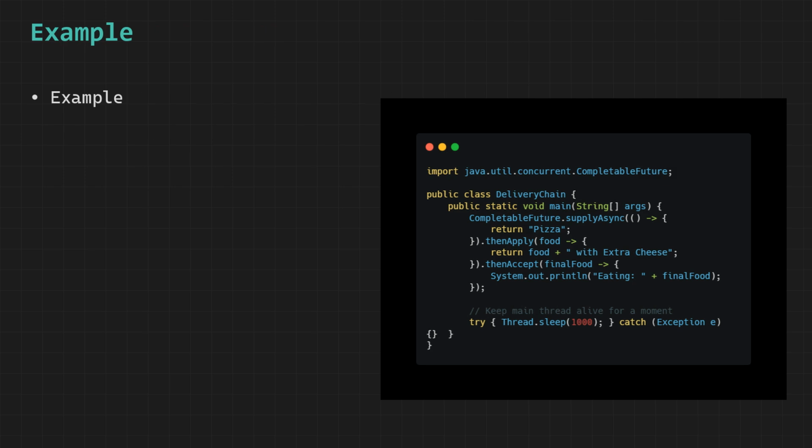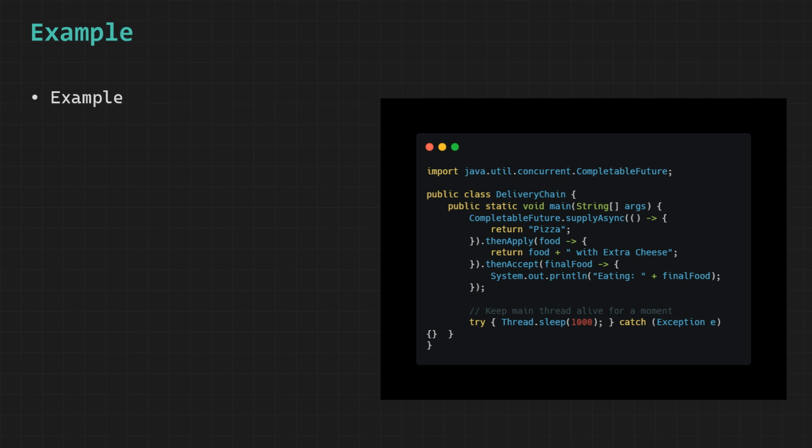We import the CompletableFuture class from the java.util.concurrent package to gain access to asynchronous and non-blocking programming capabilities in Java. We call CompletableFuture.supplyAsync and pass a lambda expression to it, which runs asynchronously on a separate background thread and returns the string "pizza" as the initial result of the asynchronous computation.